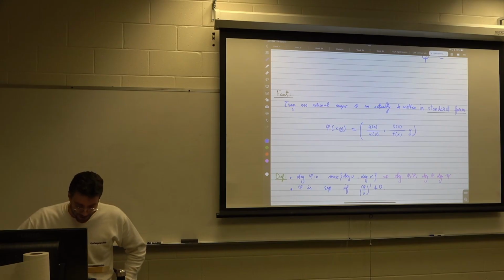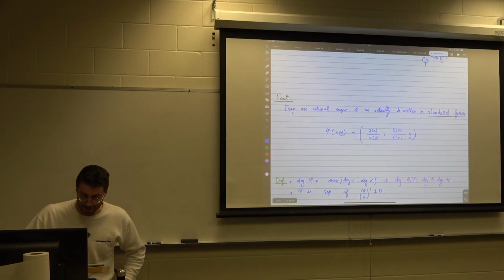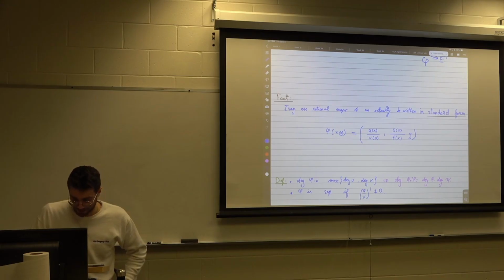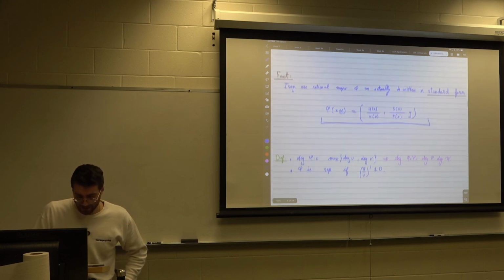Okay, so here's a fact. An isogeny can be written down as fractions, but there's a standard way to write it that will be very convenient for us. You can always write it this way: the first component depending just on x, and the second one times y. If you write it in the standard form, then I can define the following two quantities.